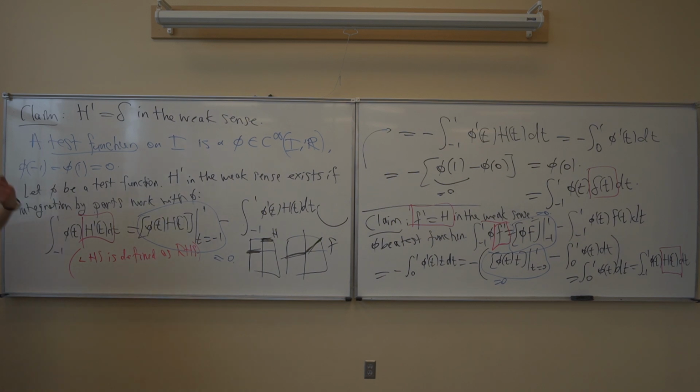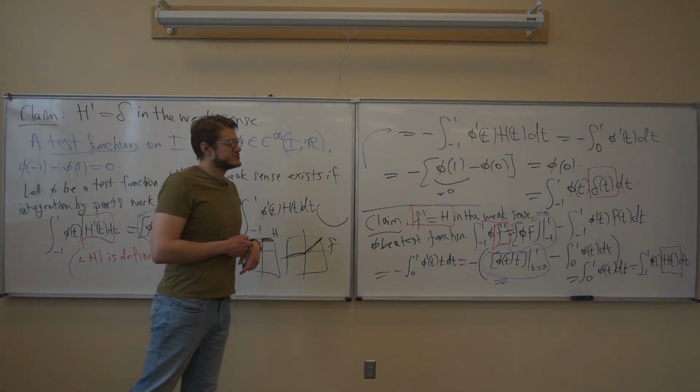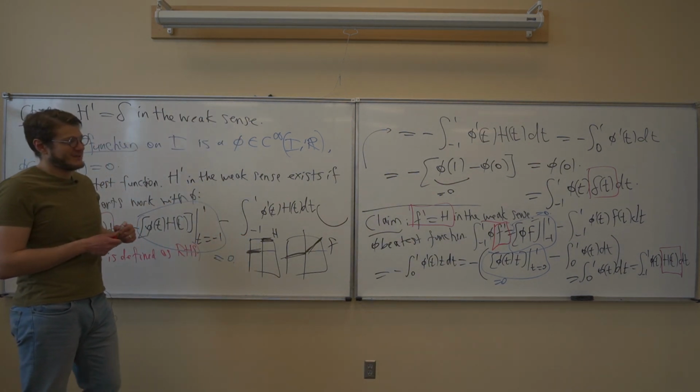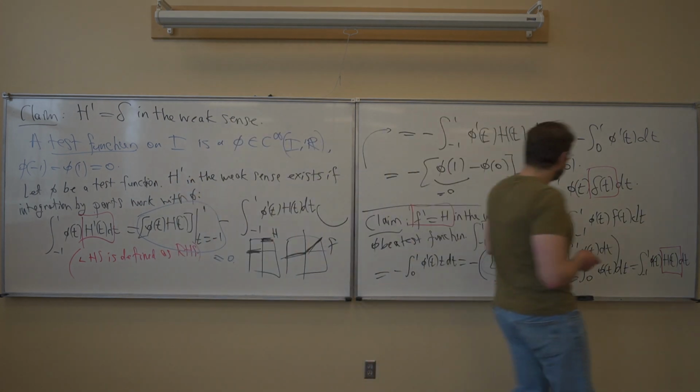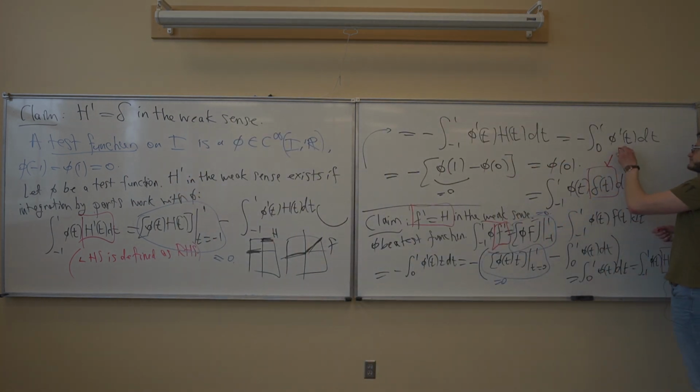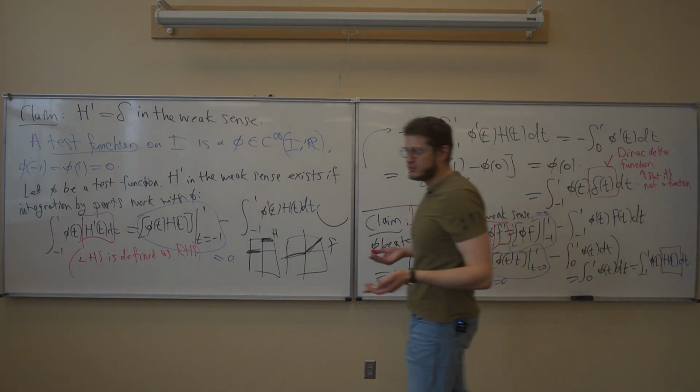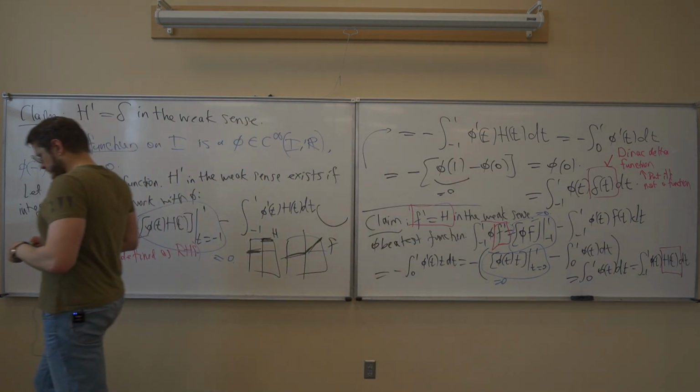Now, this delta is called the Dirac delta function, but it's not a function, okay? This is called Dirac delta function. But it's not a function. It is what is called a generalized function, or it's a distribution. Okay.